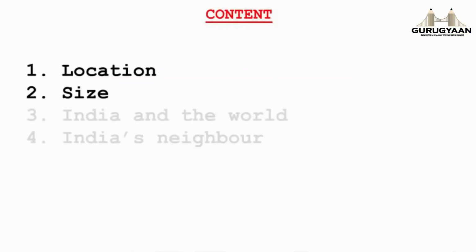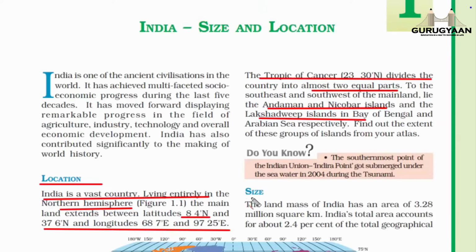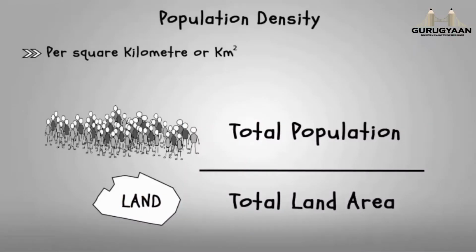Remember this. And the next topic is size. So this is the size of our country in terms of area. It is 3.28 million square kilometer. So now that you have the size of our landmass, if you can find out the population of a country and divide it by the size of its landmass, you can get the population density.